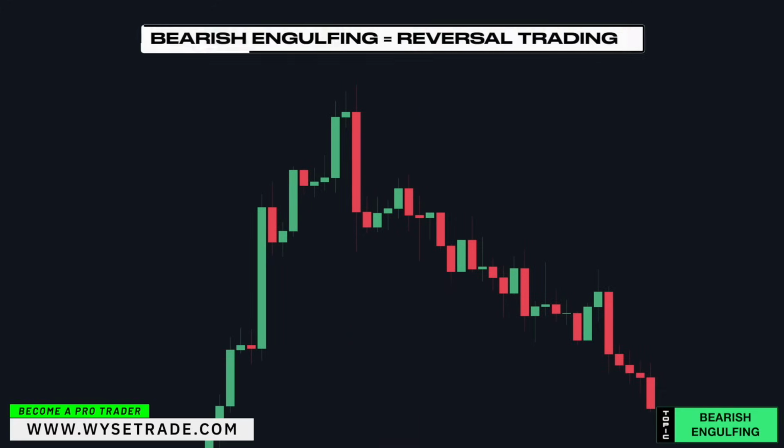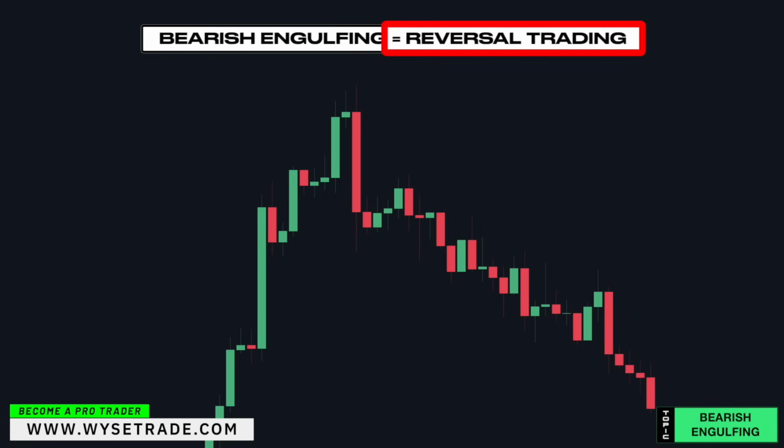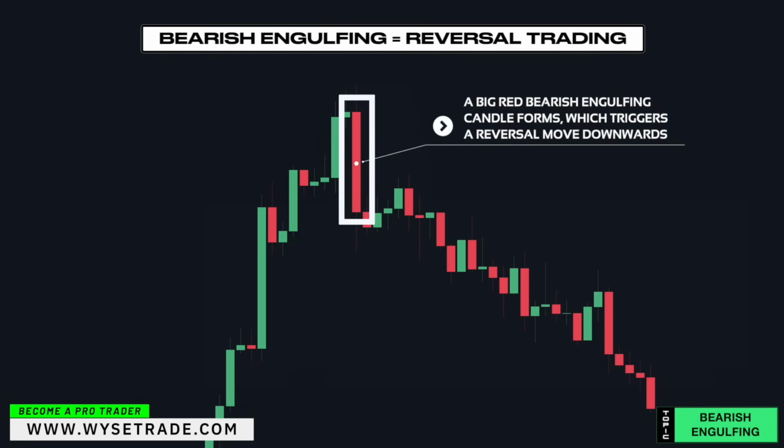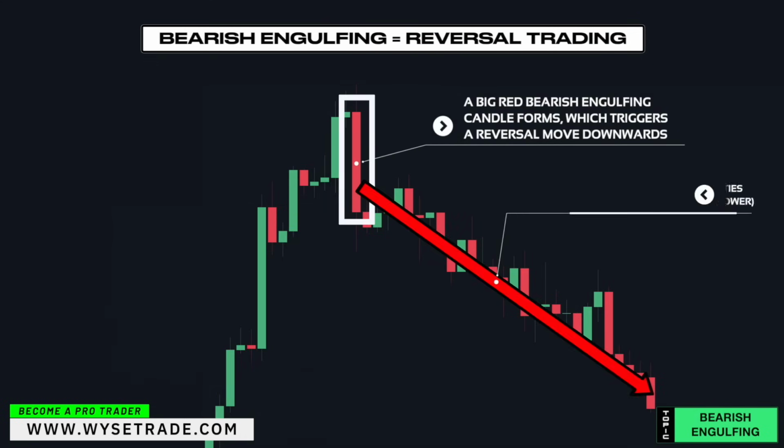You can use the bearish engulfing candle to trade reversals. You have a moving uptrend. A big red bearish engulfing candle forms, which triggers a reversal downwards and presented short trade opportunities along the way down.